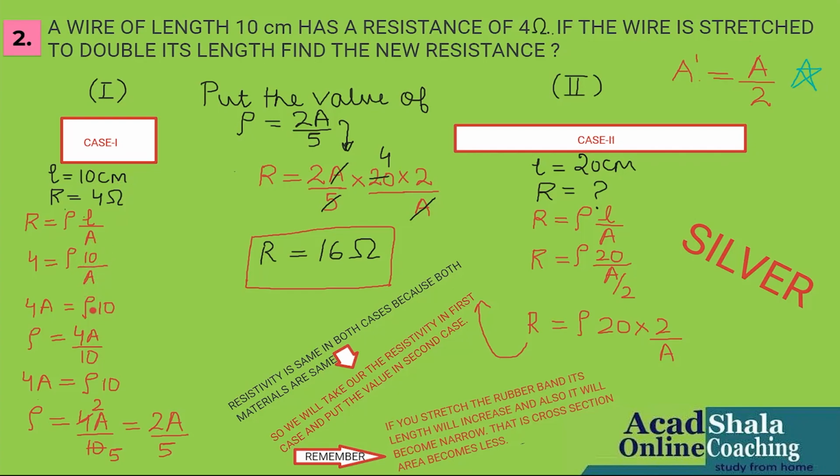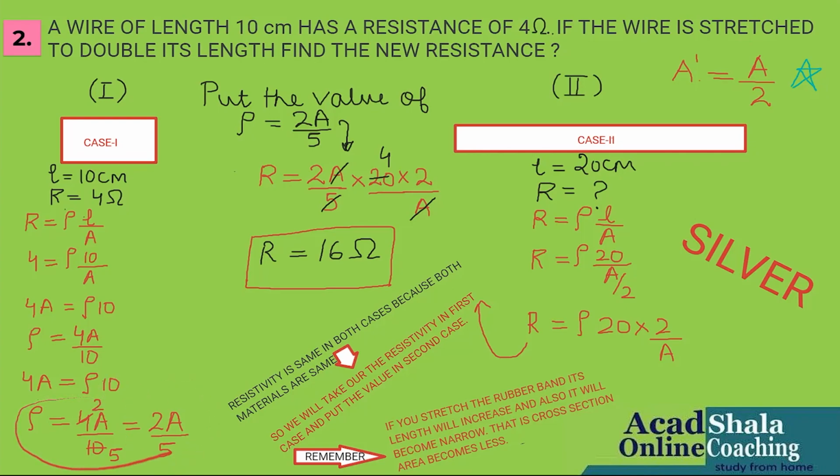After this, I will solve it further. That is 4 into A. 4A is equal to rho 10. Now I have to find out the value of rho, that is the resistivity. So rho is equal to 4A upon 10. I will cancel it, and then the final answer I got is rho, that is resistivity, is equal to 2A upon 5.